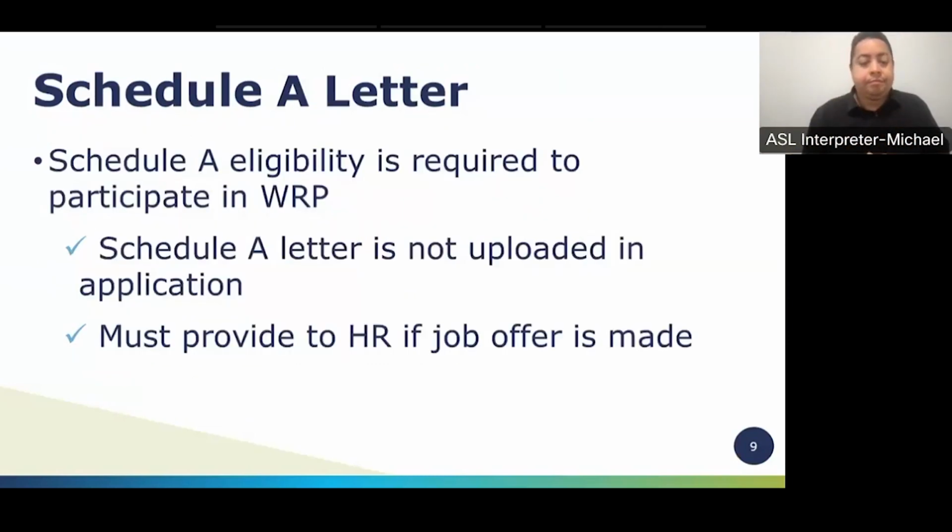To participate in the WRP, you must be eligible to be hired using the Schedule A hiring authority. But proof of your eligibility, called a Schedule A letter, is not required when you first apply. However, you cannot be hired without a Schedule A letter, so you must work to obtain one as soon as possible after applying. You will not upload your letter to your WRP application, but rather provide it to an agency's human resources representative when a job offer is made. For more information about program eligibility and Schedule A, please watch the video called "Can I Participate in the WRP?"